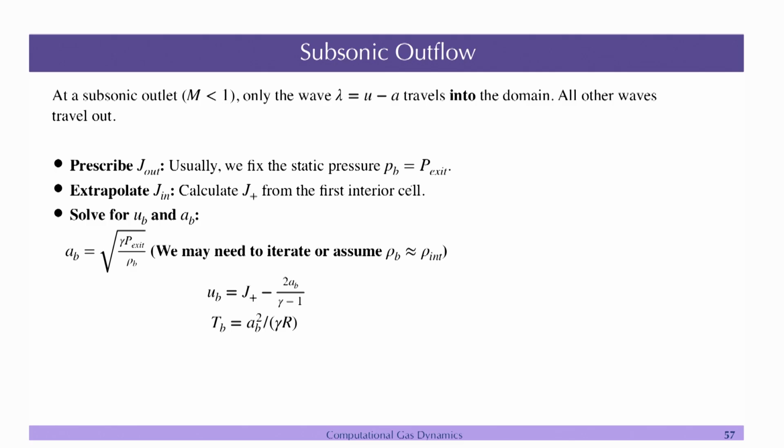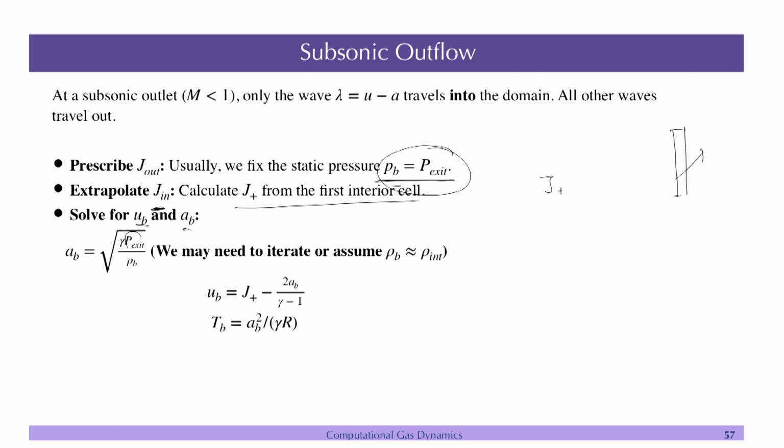Basically you are fixing P b equal to P exit, so P b is already known. J plus will come from the interior cell, whatever value you have at the interior point, and from this you can solve for u b and a b.